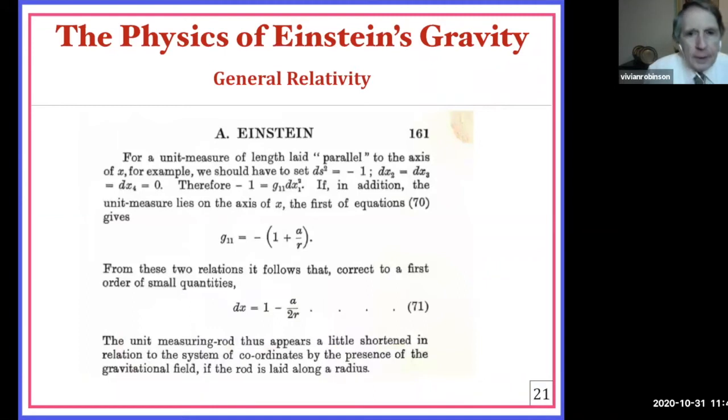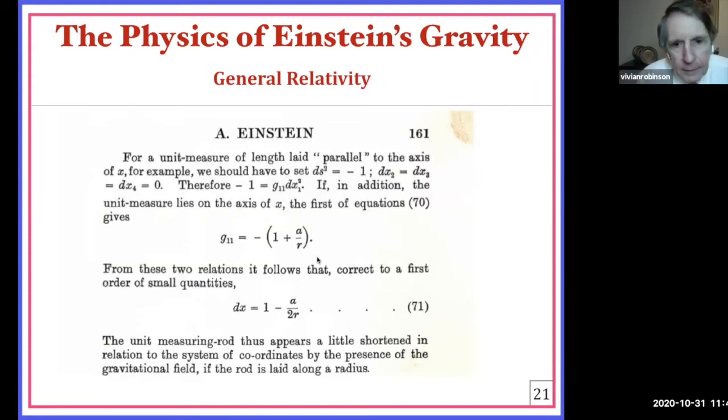He also used other approximations. This one starts out with G11 equals minus 1 plus alpha over r. Remember this equation here. It follows from this equation that dx equals minus 1 over 1 plus alpha over 2r. But this extract shows that he went on to say that dx equals 1 minus alpha over 2r. That is correct to a first order of small quantities.